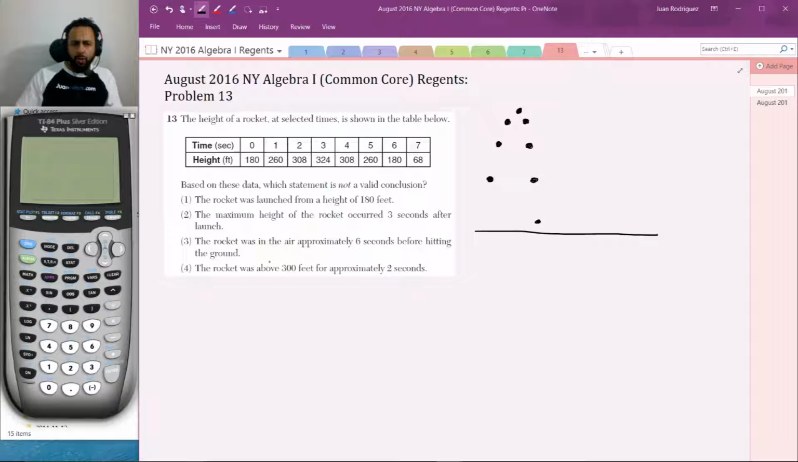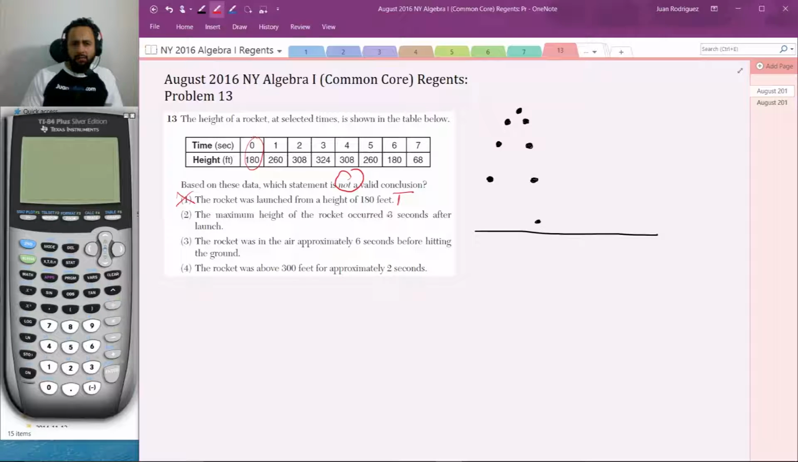So, choice 1, the rocket was launched from a height of 180 feet. And we're looking for a not valid conclusion, right? Was it launched at a height of 180? Yes, it was launched at a height of 180. That's right there. So this is true. Therefore, we're looking for false. So this is not the answer.